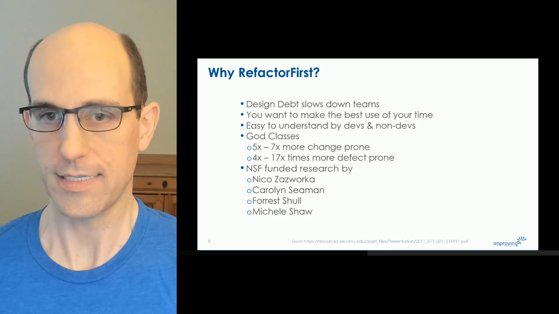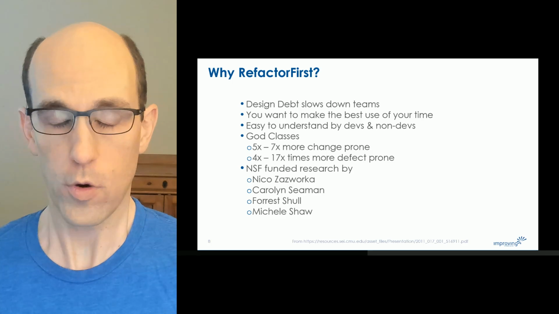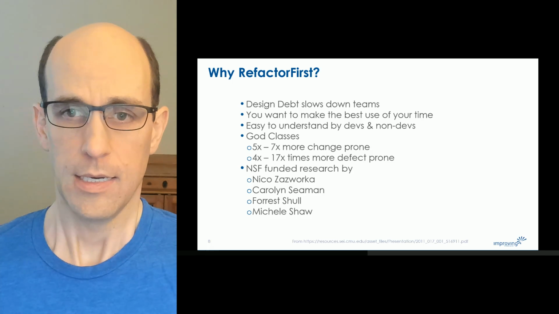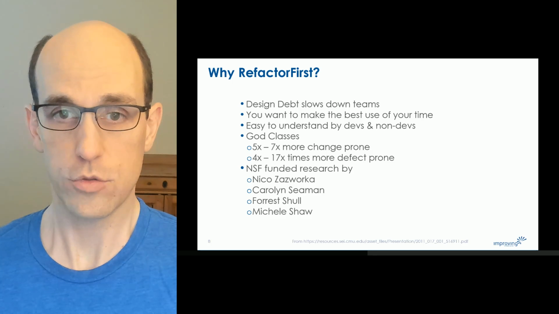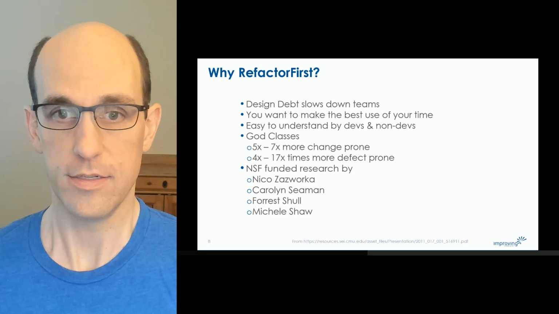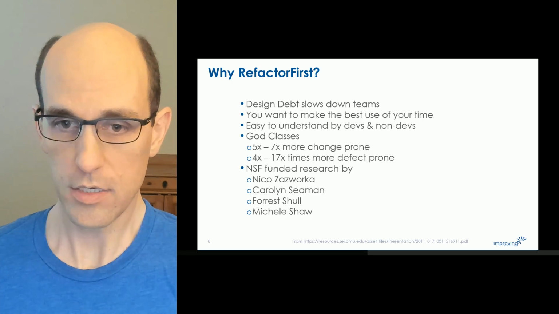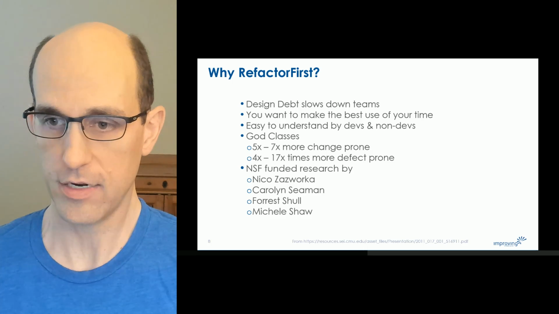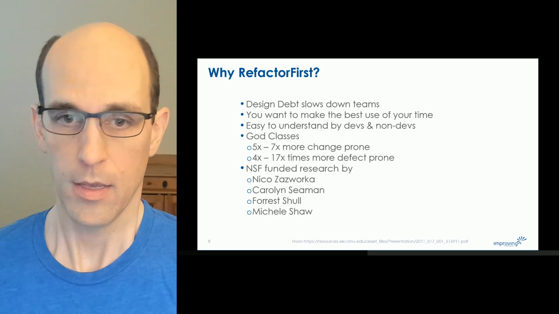So why God classes? Because God classes are 5 to 7 times more change prone, and also 4 to 17 times more defect prone, because they're so big and because, well, they're just hard to understand and it's easy to get things wrong. This tool is based on National Science Foundation funded research that was done by Nico Zazworka, Carolyn Seaman, Forrest Shull, and Michele Shaw. If you want to, you can look at the presentation that I've listed in the footer, and it's also on the RefactorFirst GitHub repo.